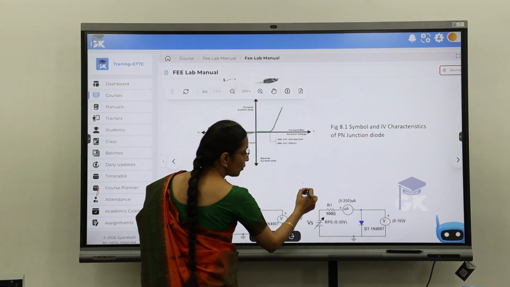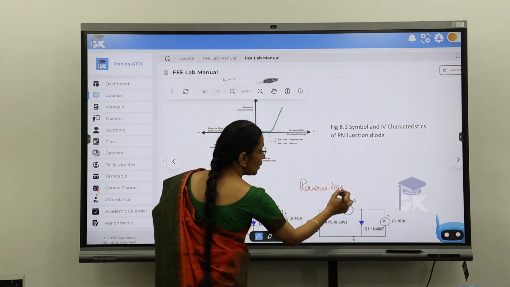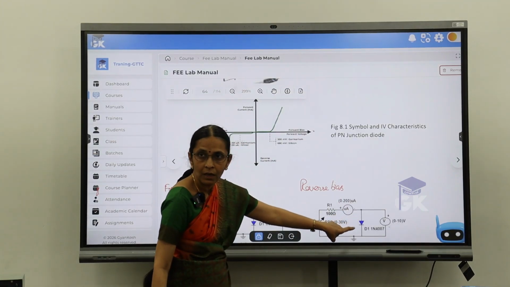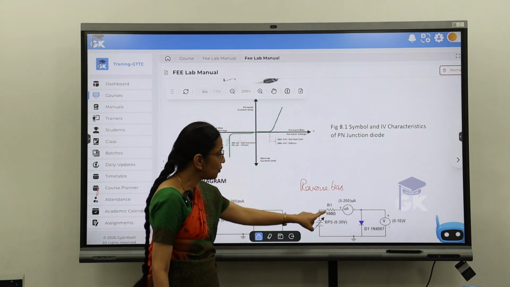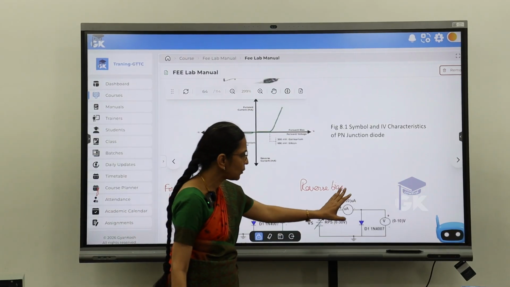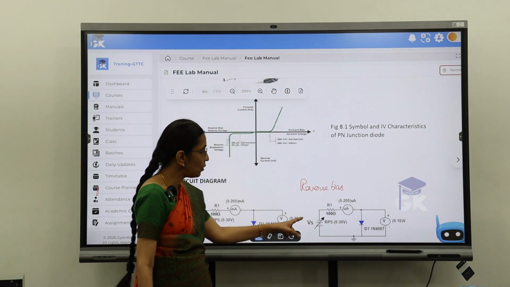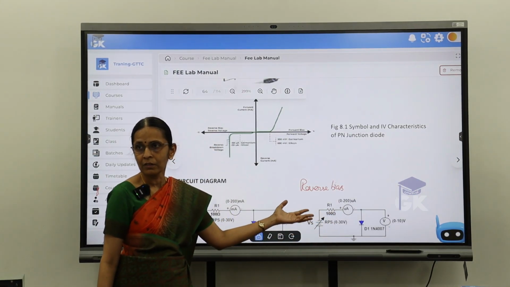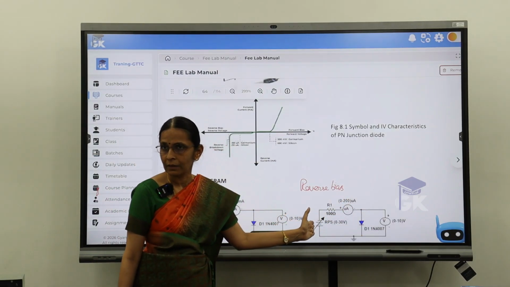Similarly, this diagram is for your reverse bias. In the reverse bias, the negative of the battery is provided to the anode and the positive is given to the cathode. Here you have your resistor, which is the current limiting resistor. Same setup, you have your meters, the ammeter as well as the voltmeter. I vary the voltage here, say in steps of 1.5, then steps of 1, like that, and note down the respective voltage and then the current.